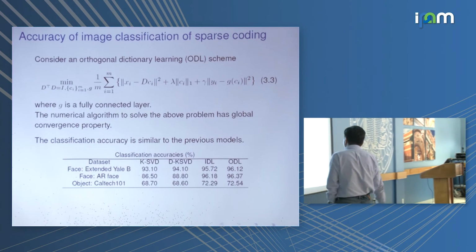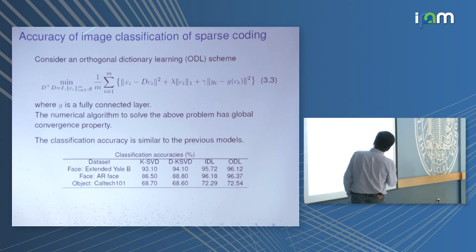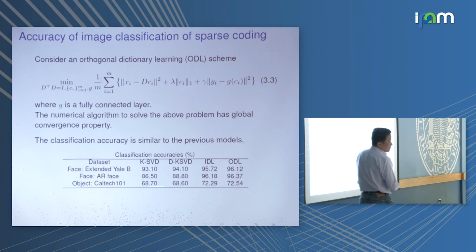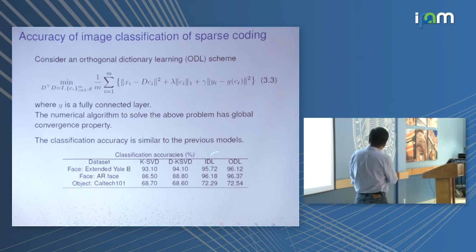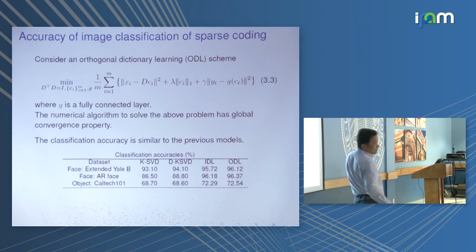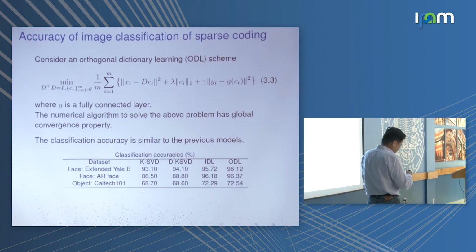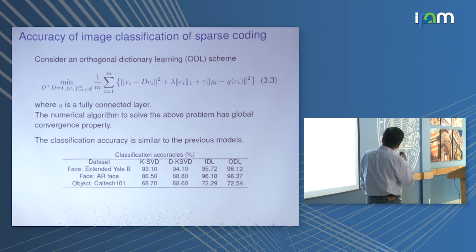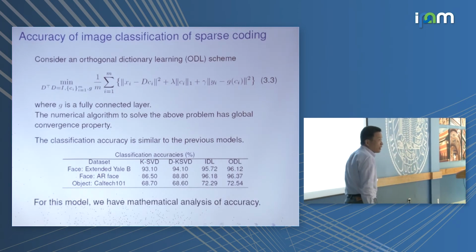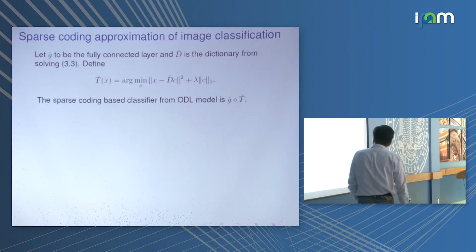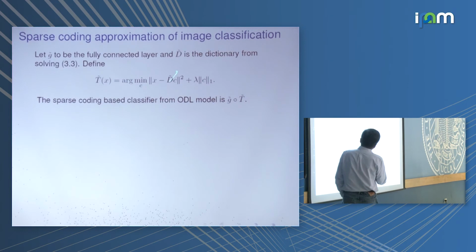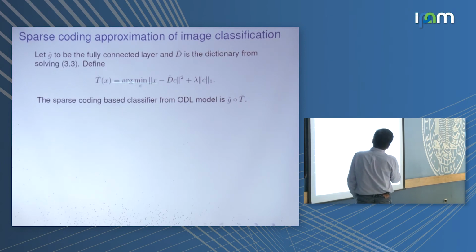First I want to say if you change to this model, your numerical results are not affected too much. Still the same. This model compared with the other is not much different. But for this one, we do have a mathematical analysis for the accuracy. Basically this is your T, even if you have a trained dictionary.